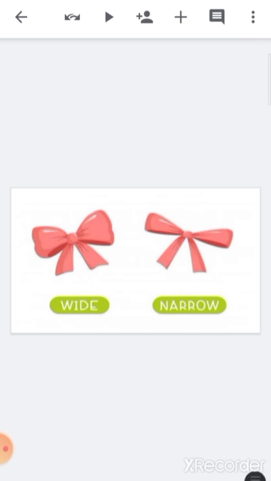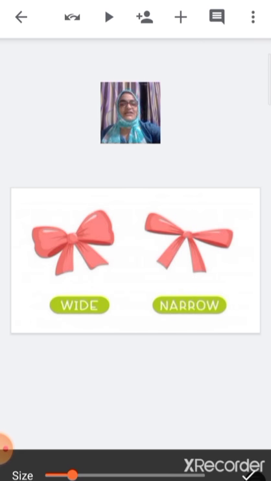Now here you can see two bows. Now this bow is wide. It is broad. And this bow is narrow. It is limited in size. So this is wide and this is narrow.